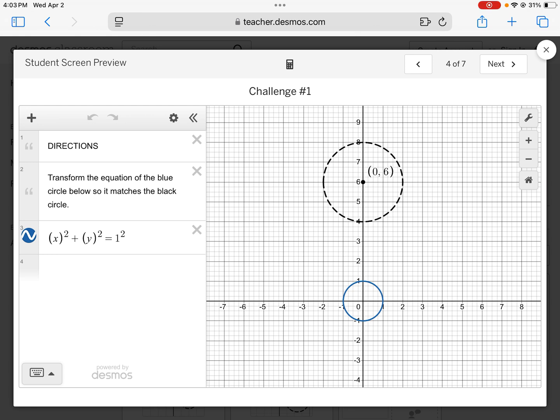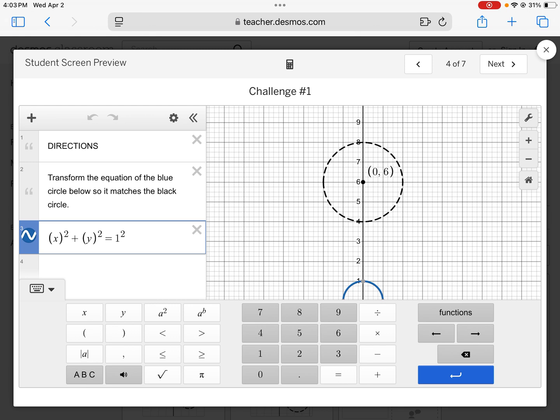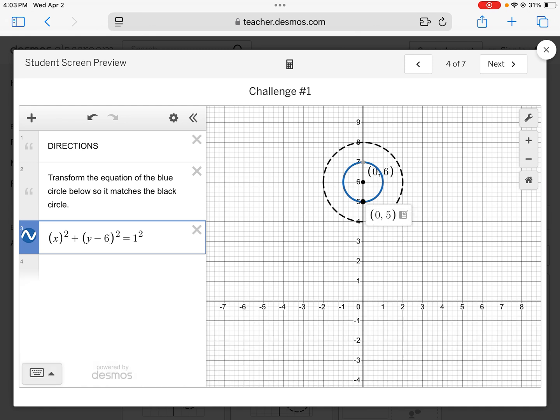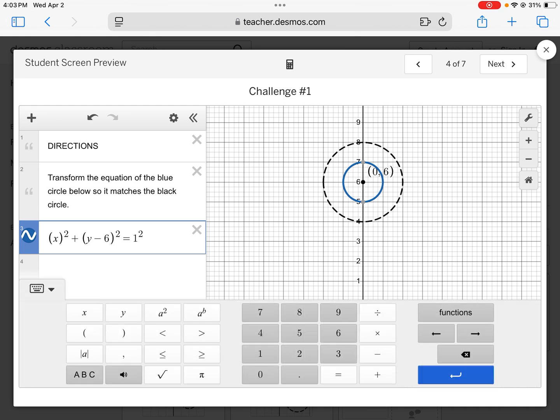All right, so we're trying to get the blue to match. So I know I'm going to want to do a plus 0 because x is 0, and a minus 6 because that's my center. So my center is right. So now how do I make it bigger? I have to move the equation. I can't just drag it. Okay, so let's just make this a 2. Ha-ha, it matches.